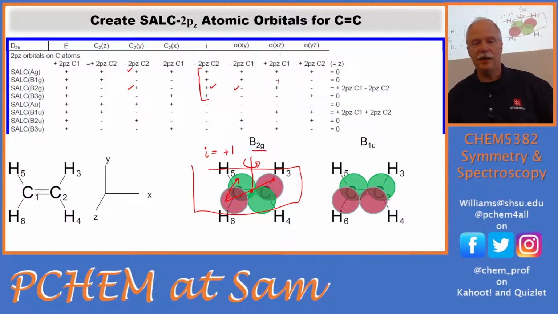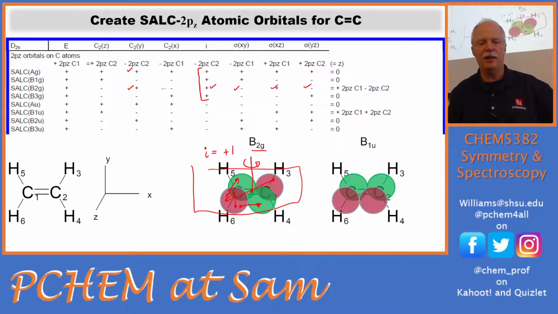The XZ plane, so that's the horizontal plane. It's going to be a +1 because this is the red reflecting from the top into the bottom. Reflection in the YZ plane, that's left and right, and so that's this red reflecting into the green, and so that'd be a -1, so that's confirmed.